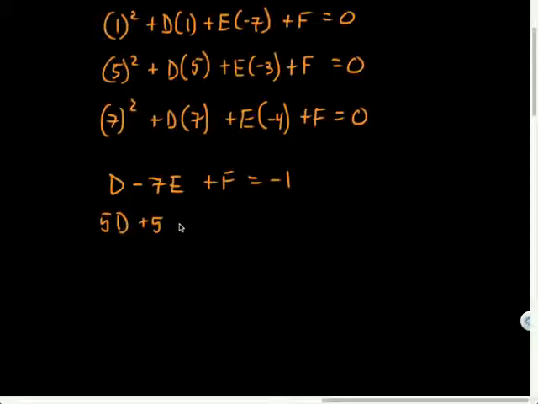Let's see, plus 5d minus 3e plus f, and I'll subtract 5 squared, so that's negative 25. And then lastly, I'll have 7d minus 4e plus f equals, and subtract 7 squared from both sides to get negative 49. So here's my system.